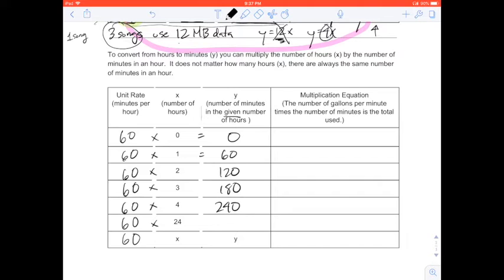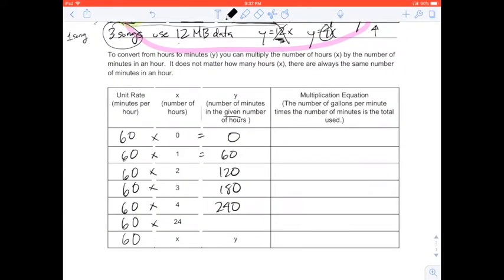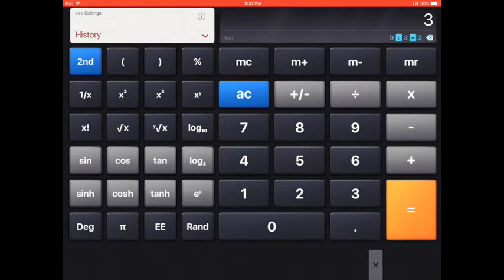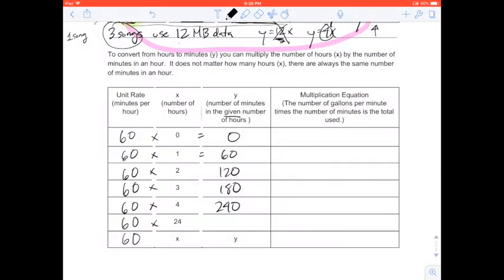Oh no, 24 hours. Let's just go ahead and splash math. Where's my calculator? Let's find my calculator. There it is. Yeah, I use a calculator too. That's fine. 24 times 60. I could have done it in my head, but this is so much more fun. 1440. Let's switch back over. 1440.